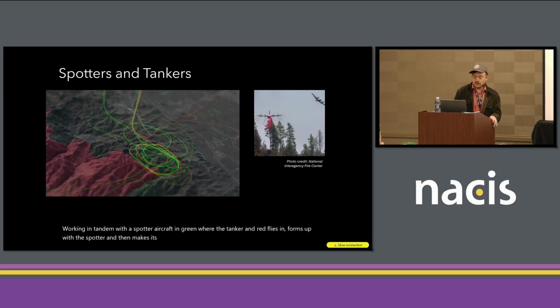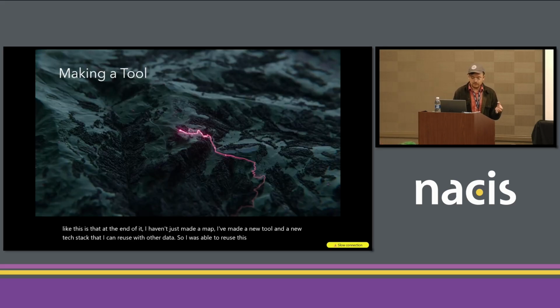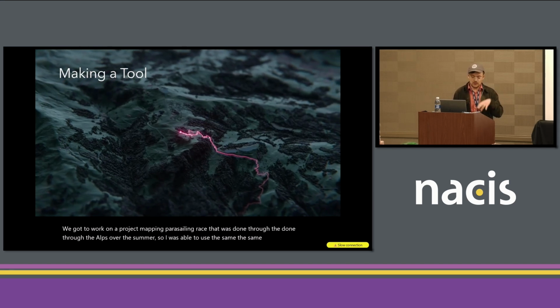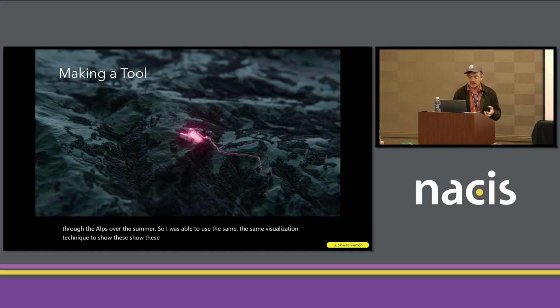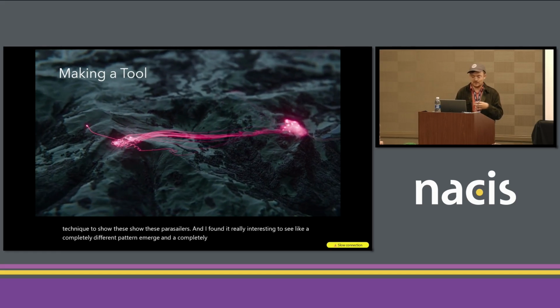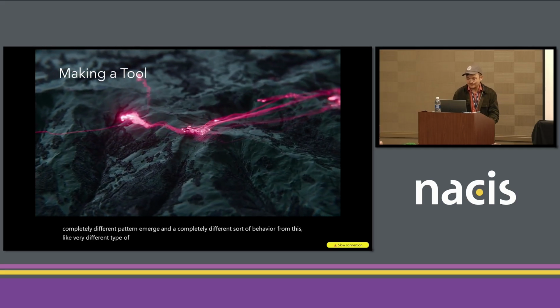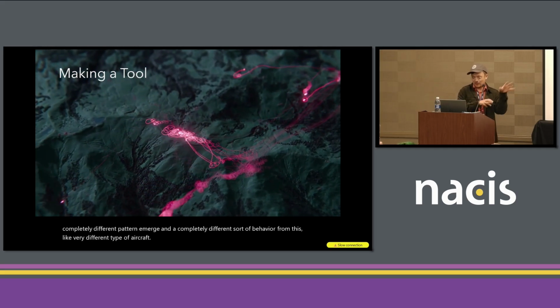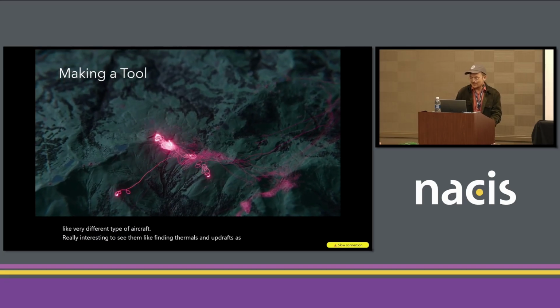The last thing I really love about a project like this is that at the end of it, I haven't just made a map, I've made a new tool and a new tech stack that I can reuse with other data. So I was able to reuse this approach this summer. We got to work on a project mapping a parasailing race that was done through the Alps over the summer. I was able to use the same visualization technique to show these parasailers, and I found it really interesting to see a completely different pattern emerge, and a completely different sort of behavior from this very different type of aircraft. Really interesting to see them finding thermals and updrafts as they moved.